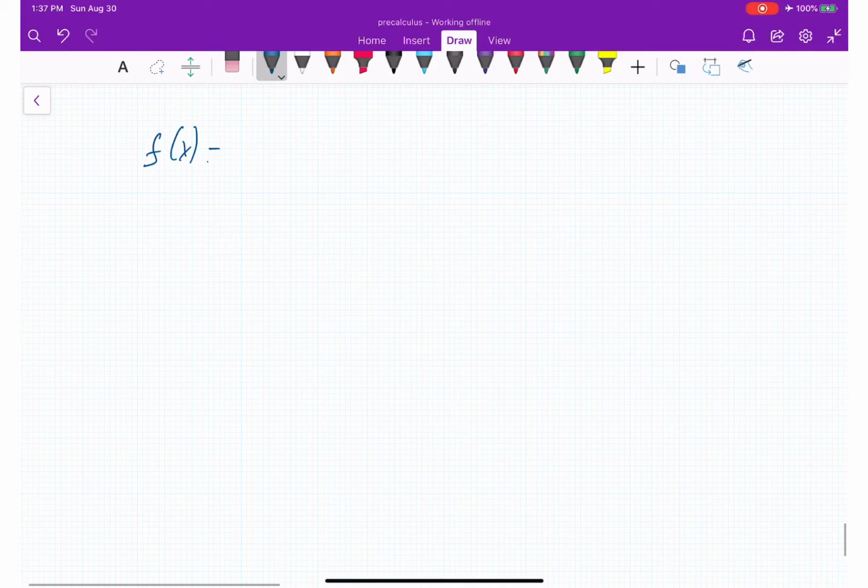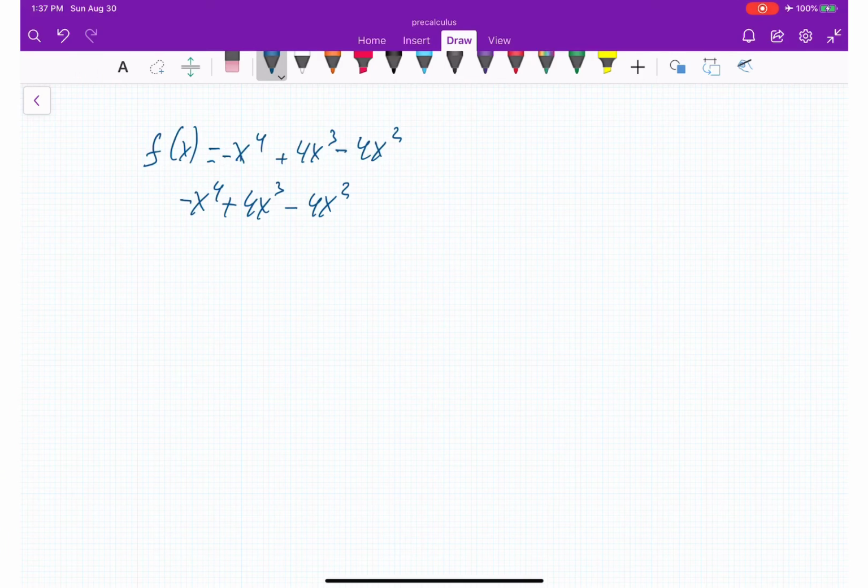F of x is equal negative x to 4 plus 4x cubed minus 4x squared. Okay, so let's see what we can do. Can I take, how much can I take? X, okay, let's go slow. Negative x to 4 plus 4x cubed minus 4x squared equals 0.